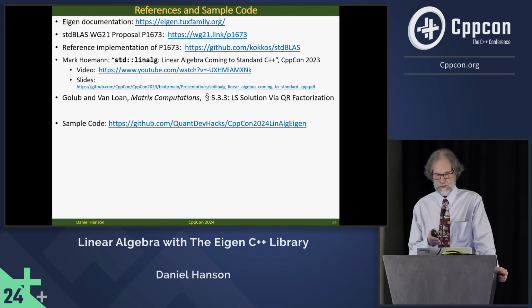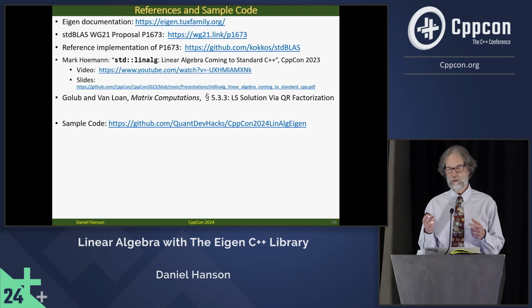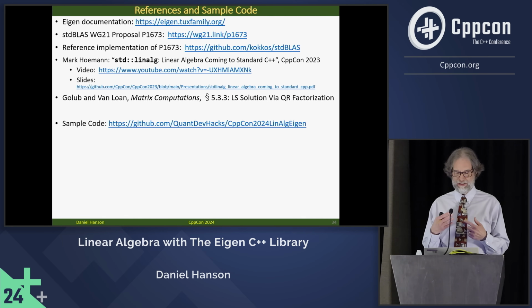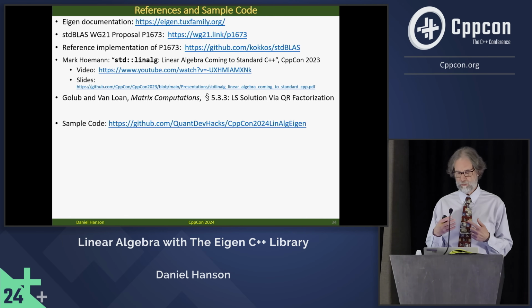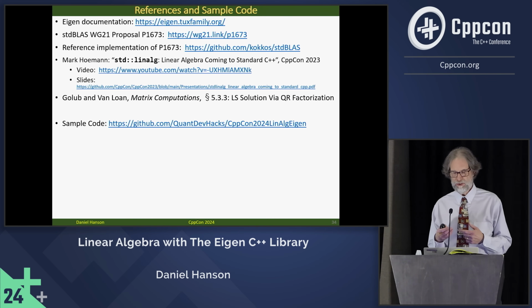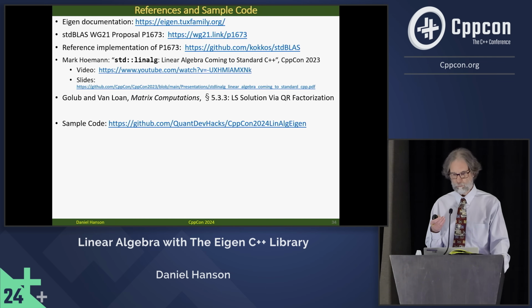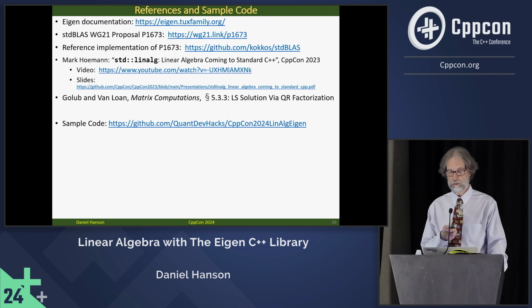Also, I should add that getting started with Eigen is very easy. All you need, again, it's header only. You just need to include it in your project. But BLAS is a little trickier. Eventually, I'll try to write up a summary of how to do it, at least in Visual Studio. But that might take a little more work.